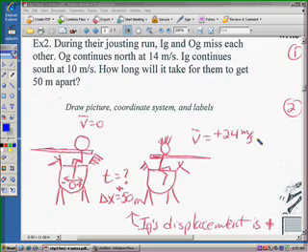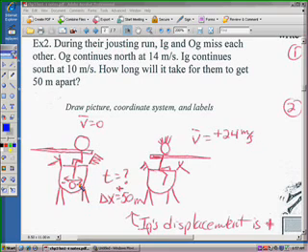The key here is that if the objects are moving in opposite directions, it doesn't matter if they're moving towards each other or away from each other. If they are moving in opposite directions, you add their individual speeds to get the relative velocity. I'll say that one more time because it's really important. If objects are moving in opposite directions, you add their velocities. It does not matter if they're moving away from each other or towards each other.